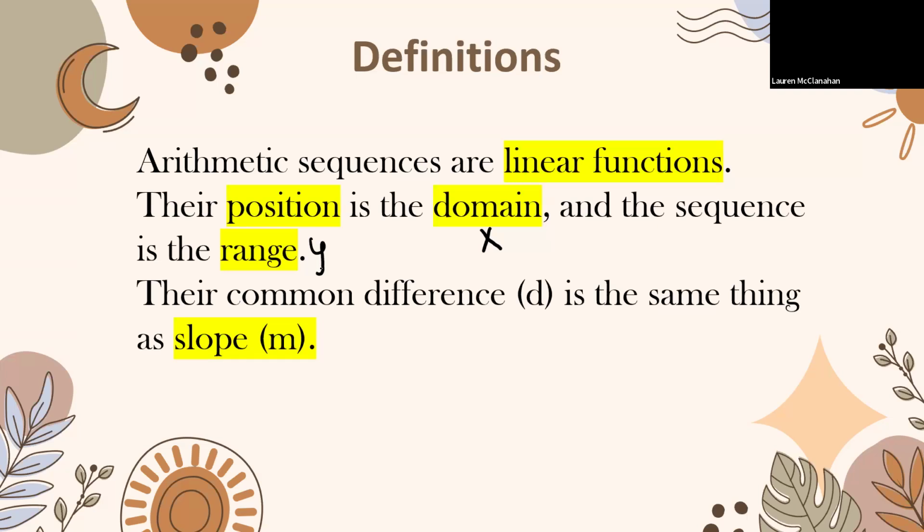So let's remember from previous topic, we use the letter M to identify our slope, and we use the letter D for common difference. They're always going to be the same number. So if you find your common difference, like in this previous problem was 13, if we were to write an equation, our slope would also be 13.